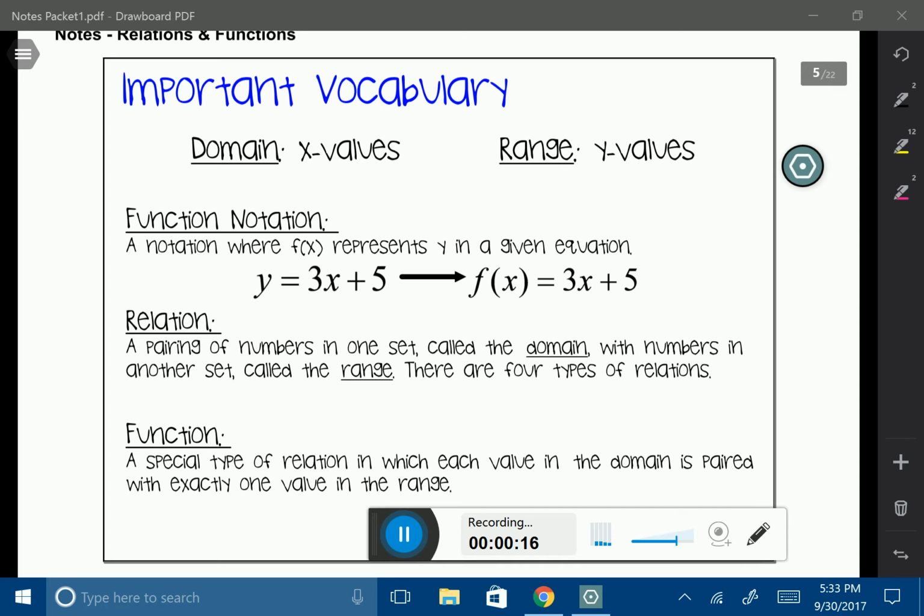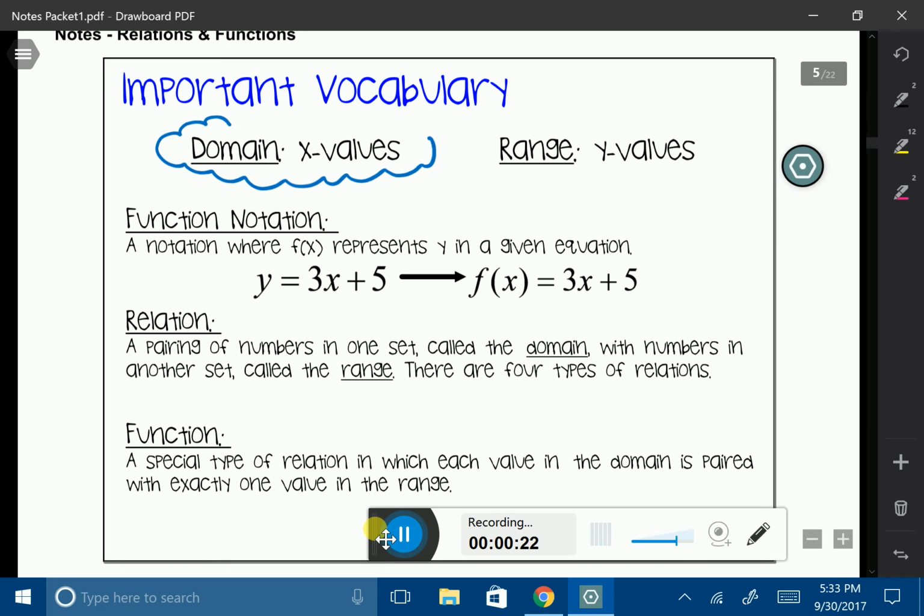The first thing is the word domain. The domain of a function is all of the x values. So anytime I say, what is the domain, those are all of the x values. And the range will be the corresponding y values.